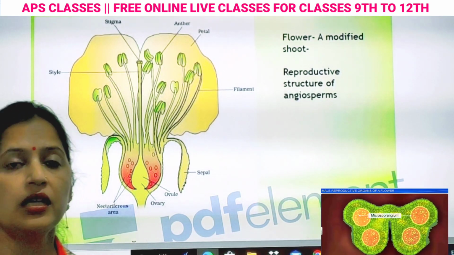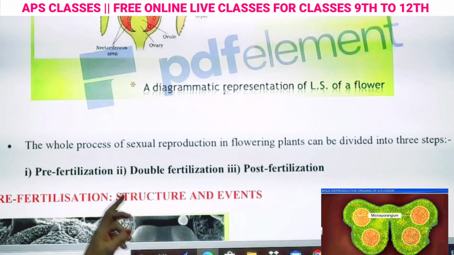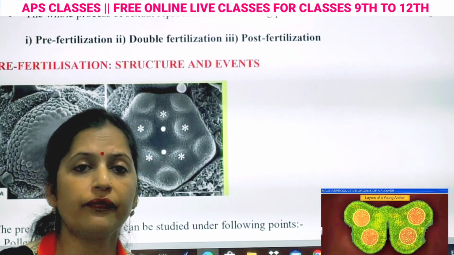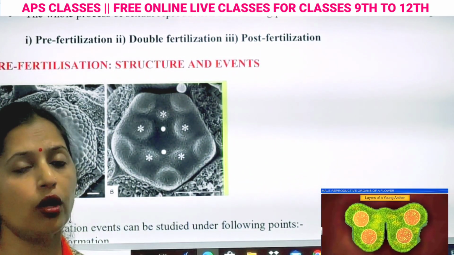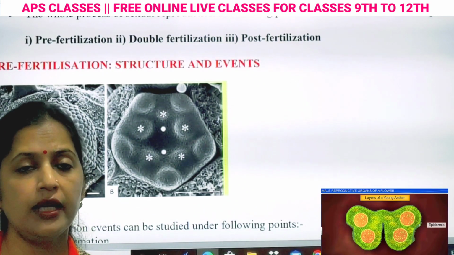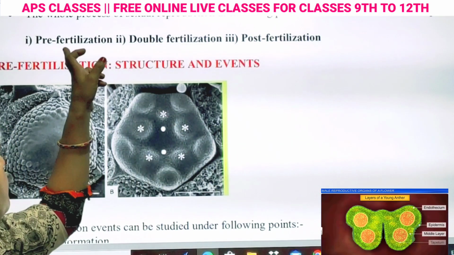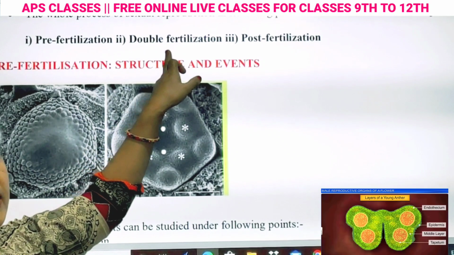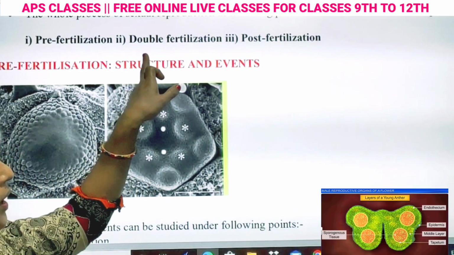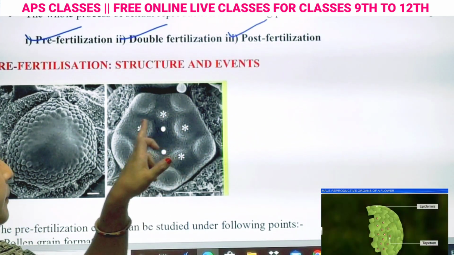After the longitudinal section of the flower, our next important topic is that the whole process of sexual reproduction in flowering plants occurs in the following steps. That means it falls into 3 categories: pre-fertilization, double fertilization and post-fertilization. These are the 3 important processes that occur in the sexual reproduction of flowering plants.